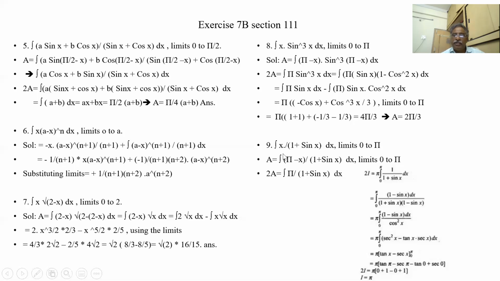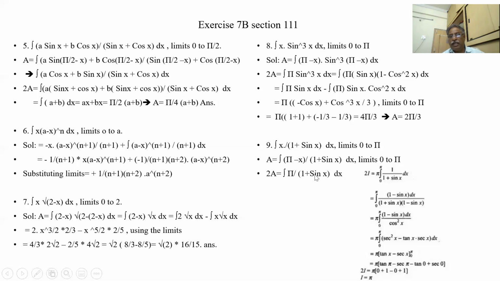Now, let us go to integral x by 1 plus sin x dx, limit 0 to pi. Again, I have to eliminate this x. I am using the pi minus x rule. So (pi minus x) by 1 plus sin x. So again, x by 1 plus sin x goes to this side, making 2 here. Integral pi by 1 plus sin x. This is a standard term we can use.